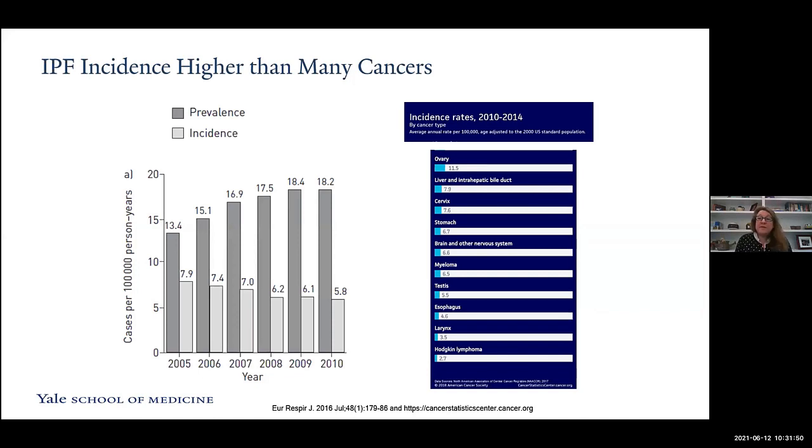So IPF itself, it may feel lonely. It may feel that it's a rare disease, but it's not. It actually is more common than certain forms of cancer that get more attention. And so that's why it's so important that support groups like this exist, because it is actually an incredibly common disease. And I think the more you look, the more you find patients who have something like this.